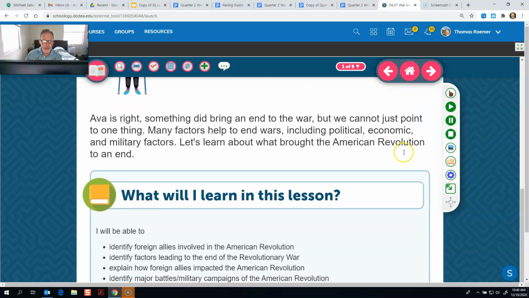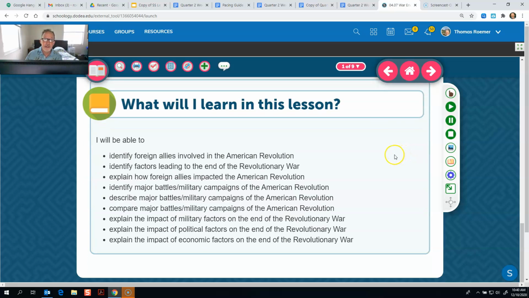Okay, so what we're going to be looking at here are a lot of different things about how the war ended and why the war ended. And we're going to identify foreign allies, okay, foreign countries that aided us or aided the colonists to get their independence. Okay, identify factors leading to the end of the Revolutionary War. Okay. Explain how foreign allies impacted the Revolutionary War. So a lot of things are looking at how did foreign countries help end the war.